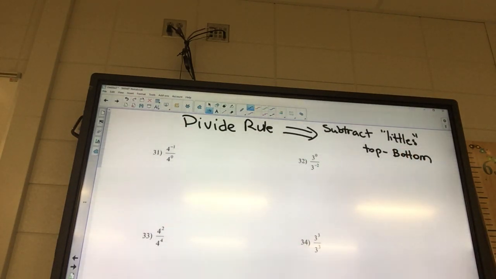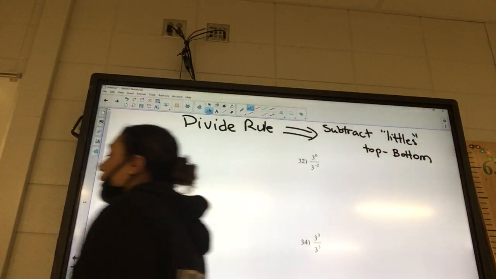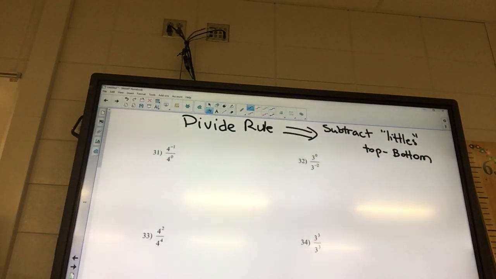Okay, but all the other rules are the same. If it's just numbers, our answer needs to stay with just numbers. If it's numbers and letters, we leave it with numbers and letters. Okay? And you'll find out, the more that you do these, you're going to see that most of the rules are the exact same. It's just adding or subtracting or multiplying the little ones. Okay? The big ones don't really.